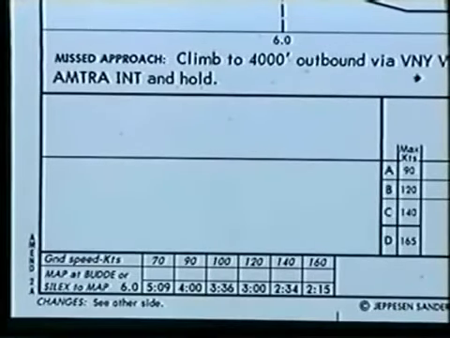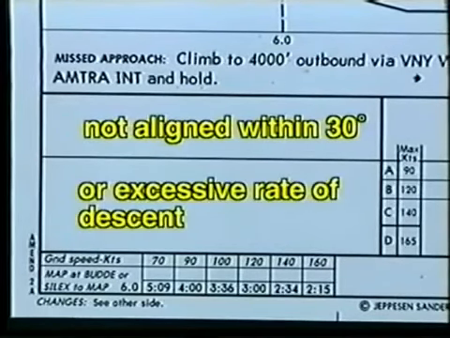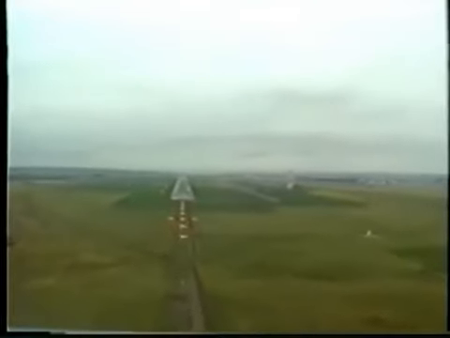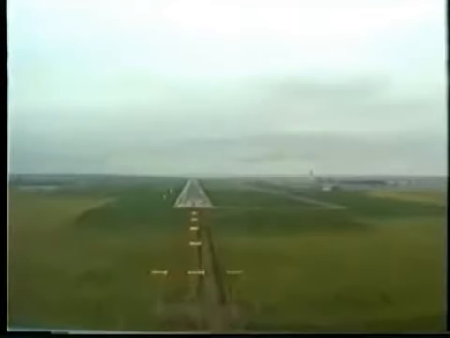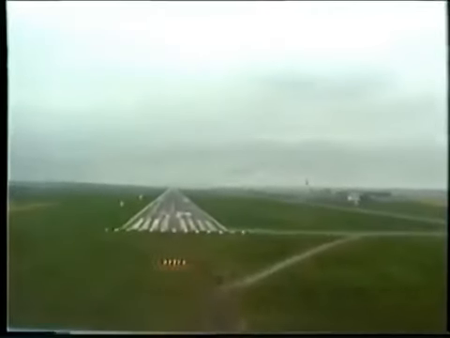This example shows an approach which doesn't have straight-in landing minimums. Remember, straight-in minimums are omitted when the final approach is not aligned within 30 degrees of the runway, or where an excessive rate of descent, generally over 400 feet per nautical mile, would be required between the final approach fix and the missed approach point. On the other hand, you are not prohibited from landing straight in when an approach does not show straight-in landing minimums, provided you break out in time to position your aircraft and make a normal final descent to the runway.